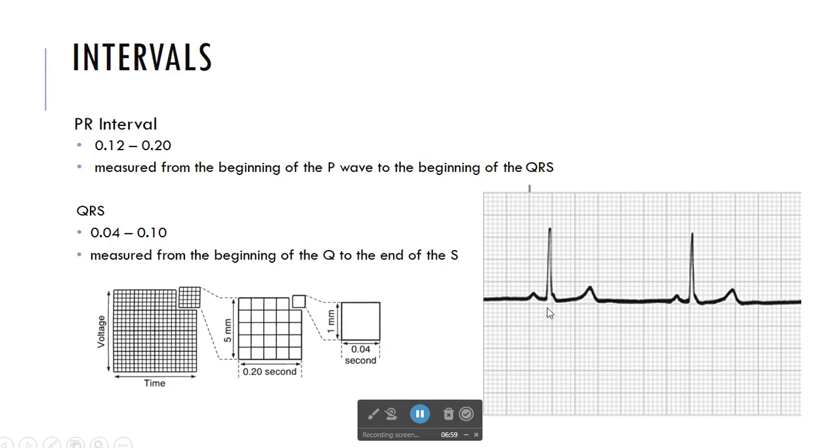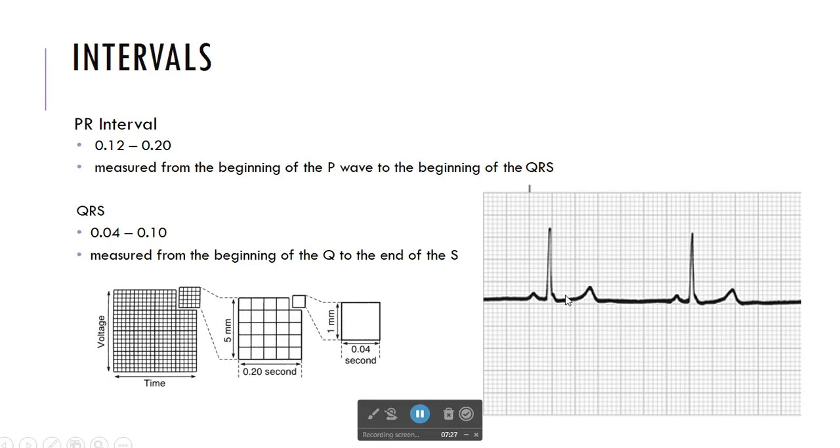when we count a PR and a QRS, how many small boxes. So a normal PR is 0.12 to 0.20, which is 3 to 5 small boxes. A normal QRS is 0.04 to 0.10. So one small box to 2.5. You can cut and count a box by half, but you can't make it any smaller because it's so tiny.